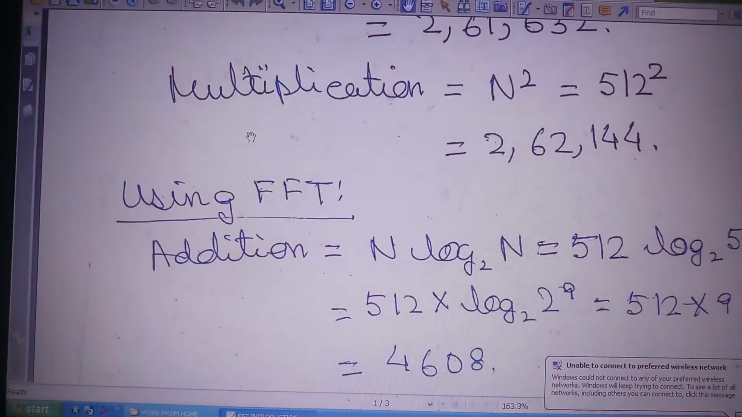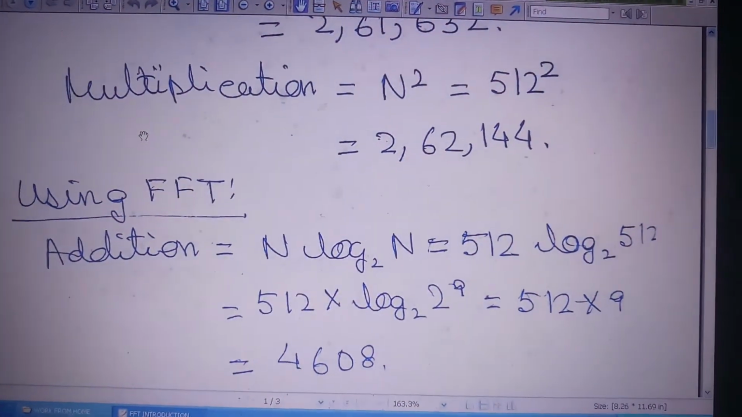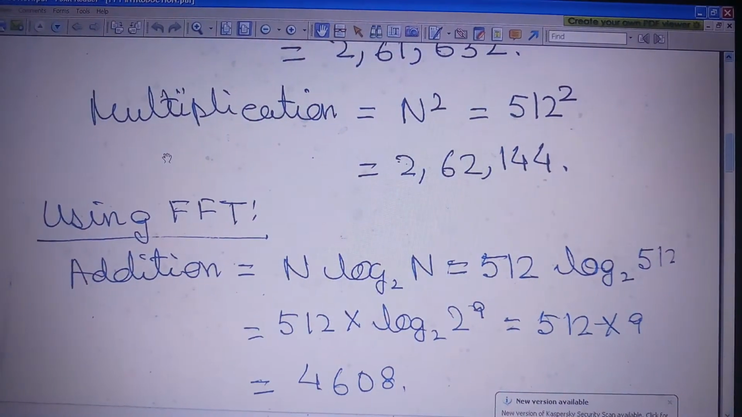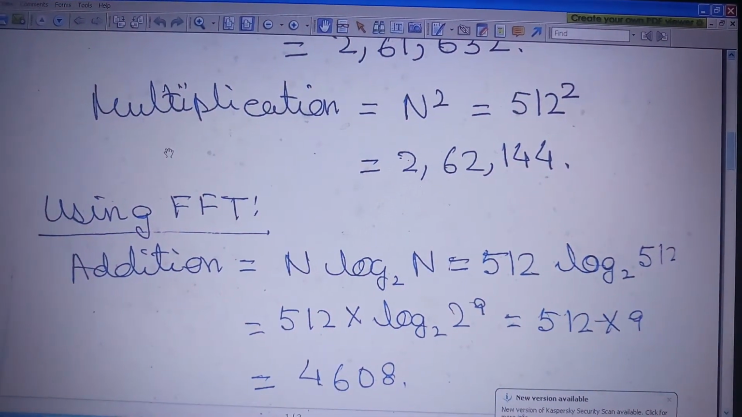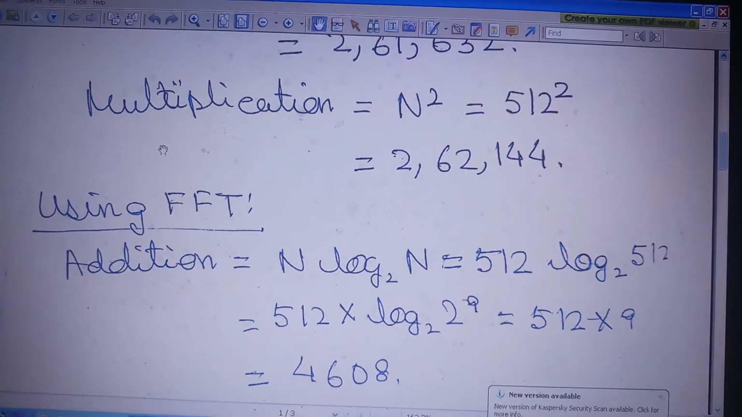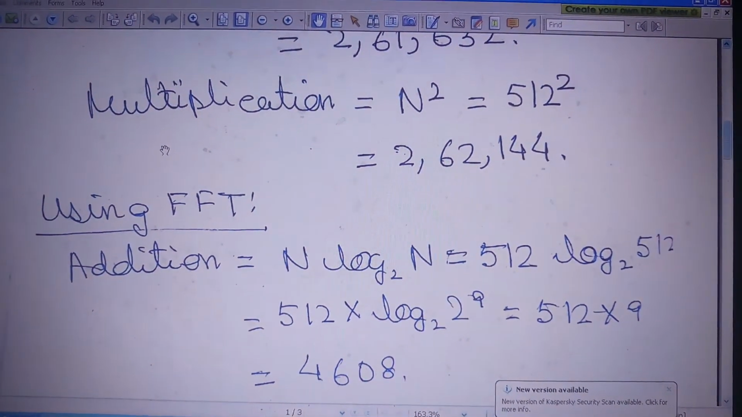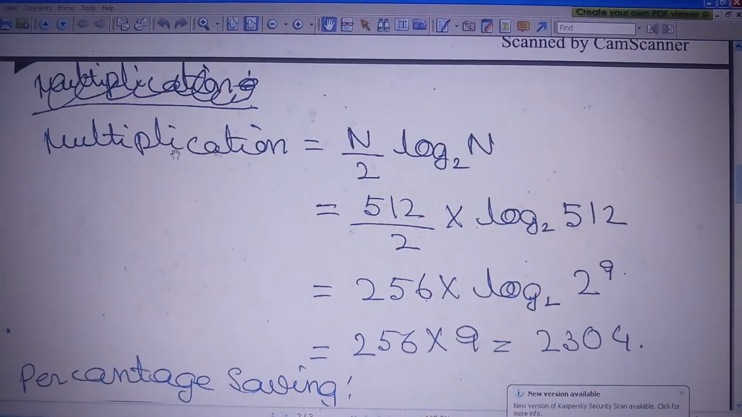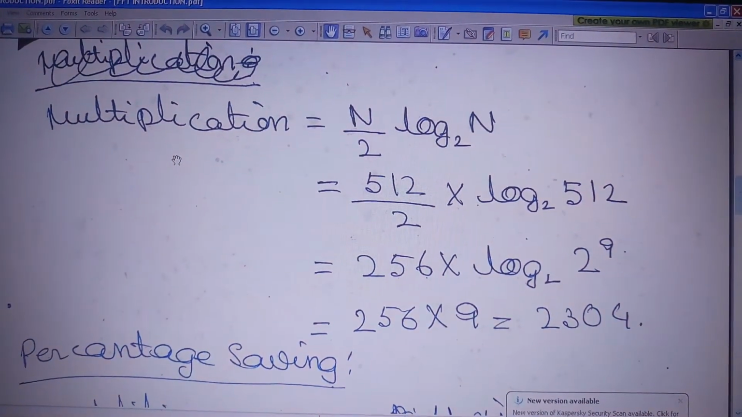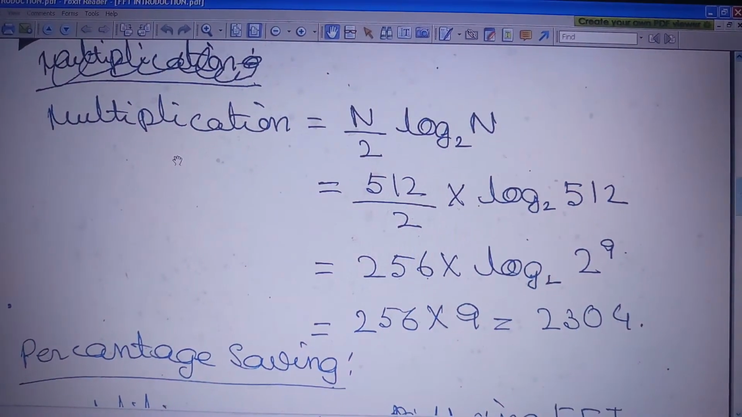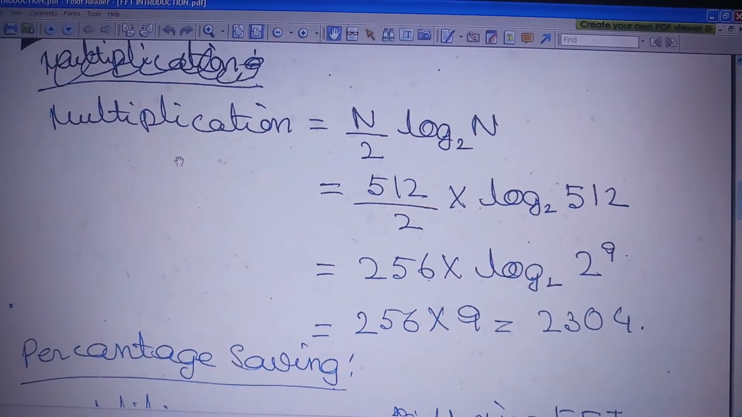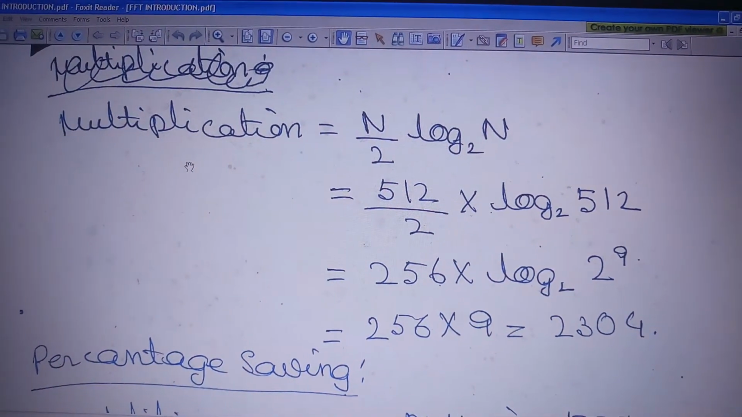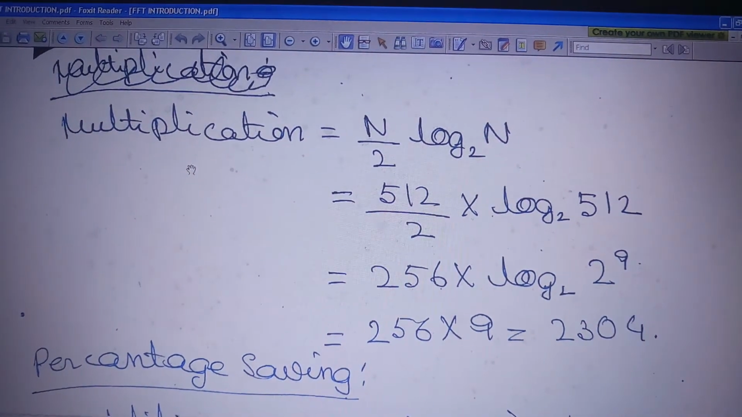Using FFT, you see, the number of additions required is equal to N log base 2 N, that is 512 log base 2 512, that is equal to 512 into 9, that is 4608 additions. And for multiplication, the same logic, that is N by 2 log base 2 N, the number of multiplications required is 2304 multiplications you need to perform for a 512 point sample.